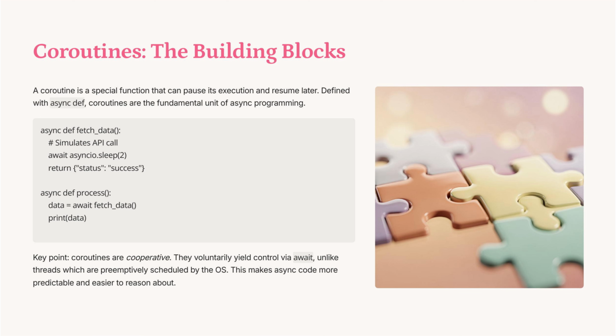Coroutines are the backbone of async programming, defined with async def. They pause and resume execution, yielding control with await. Unlike threads, coroutines are cooperative, making async code predictable. For example, fetch data simulates an API call, pausing with await asyncio.sleep(2), and process resumes to print the result.